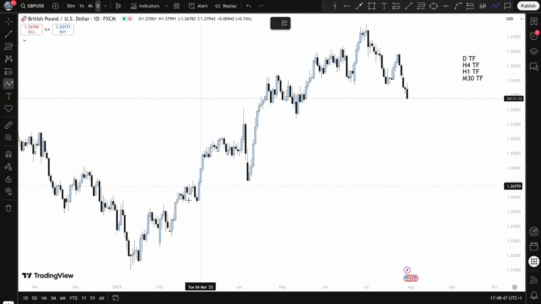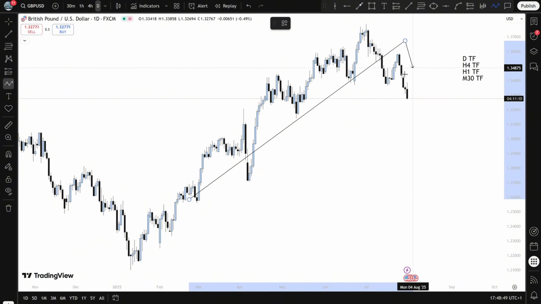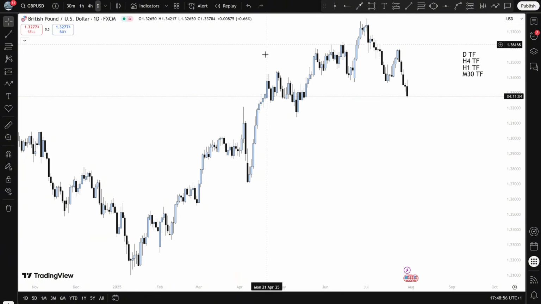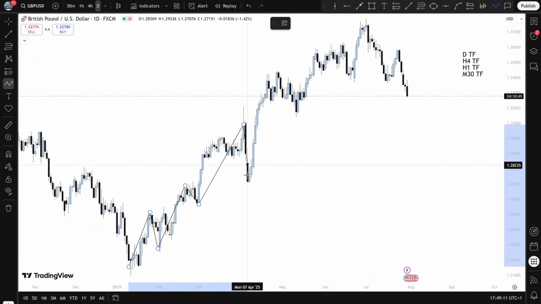Now, looking at this market from here, many newbie traders will say price is on a bullish move. Yes, we know price is on a bullish move, but I'm going to read the market for you guys right now. What do we have here? We have a higher high. Price is on a bullish move, and we have a series of higher highs and higher lows.